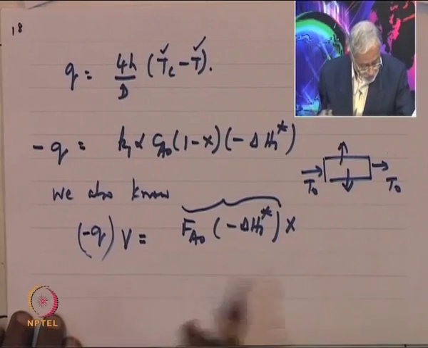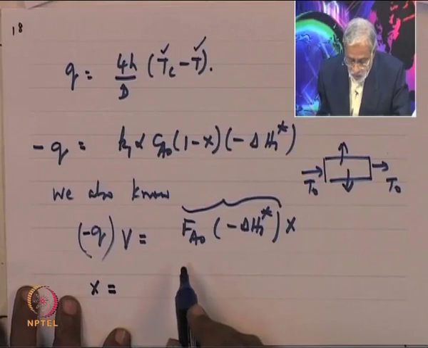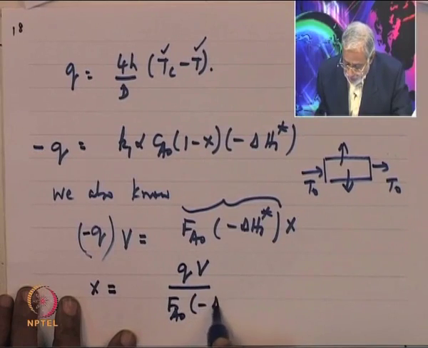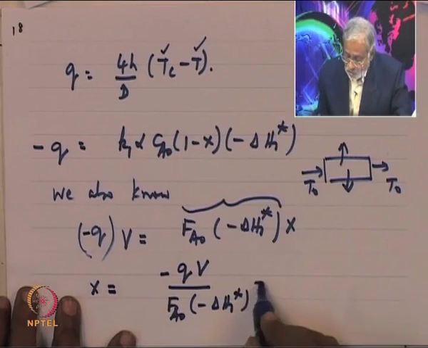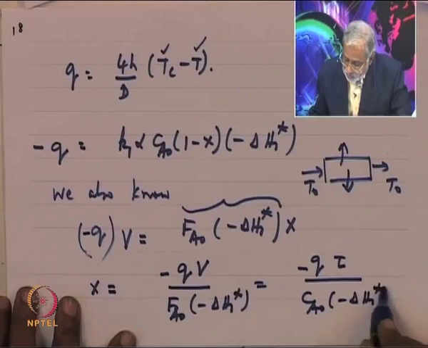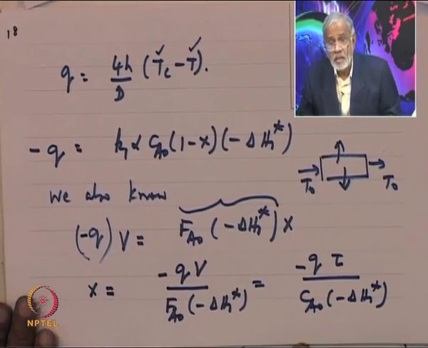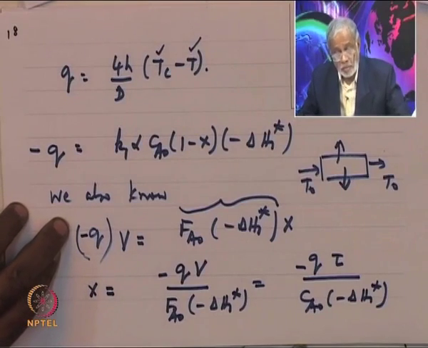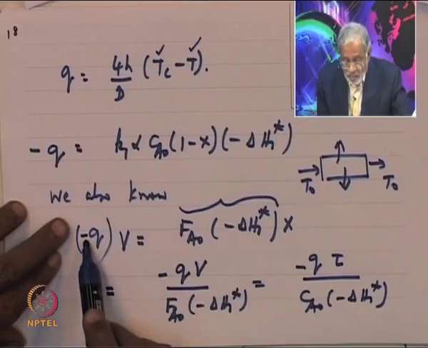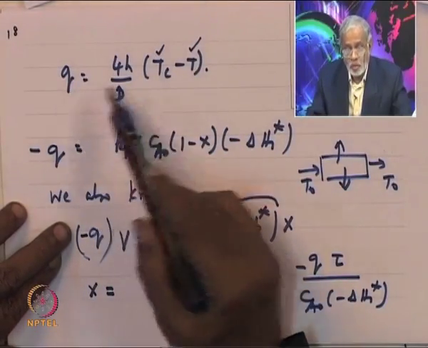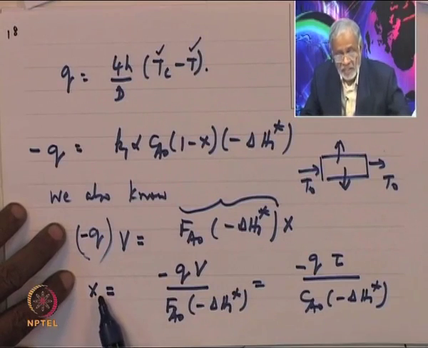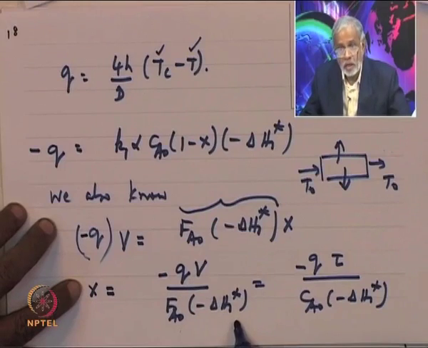So, what we get out of this is X equal to Q V by F A 0 times minus delta H 1 star, or it is also equal to Q tau divided by C A 0 times minus delta H 1 star. Is that clear what we are saying? We know from the physics of the process that whatever heat is generated by the reaction is taken up by the cooling fluid. I put a negative sign here because it is first law convention: Q is formulated as heat put into the system, and here heat is removed from the system. So, the extent of reaction is given by Q V by F A 0 delta H, or in this form.